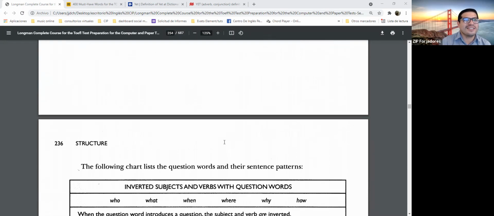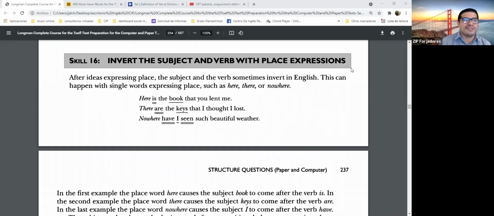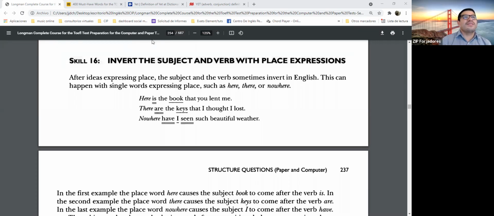We have seen this one, it's very easy, and we are going to see this one, number 16: invert the subject and verbs with place expressions. In English, when you start a sentence with place expressions, sometimes you are going to invert the order of the verb and the subject. These place expressions would be here, there, and nowhere, or other prepositional phrases that start the sentence, but it's a place prepositional phrase.